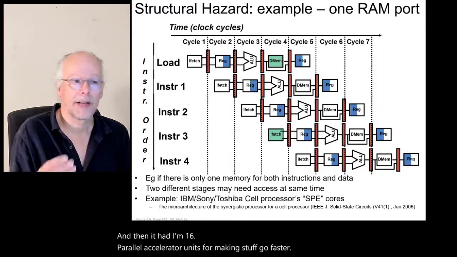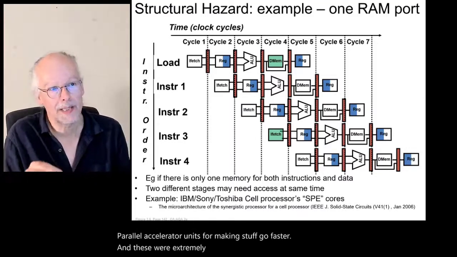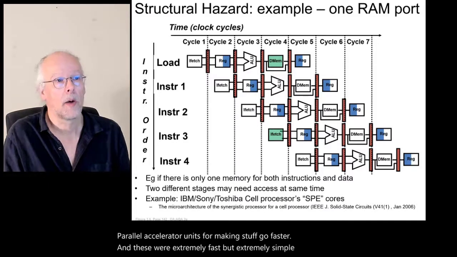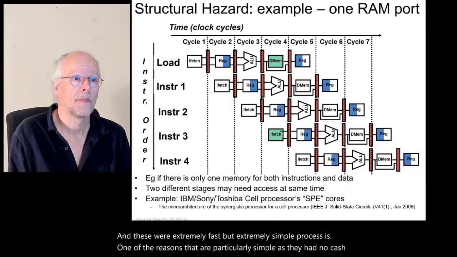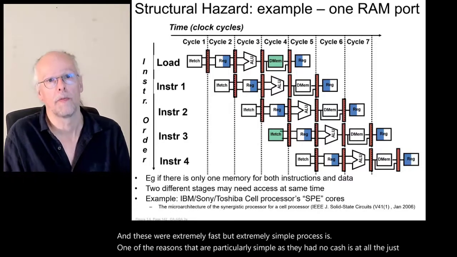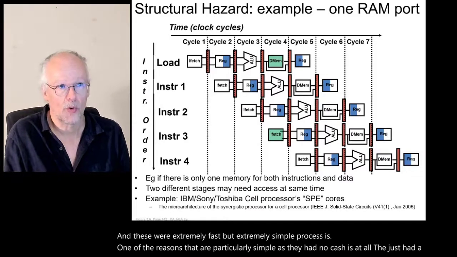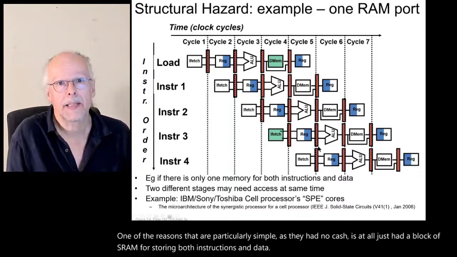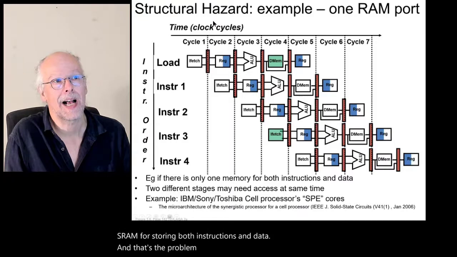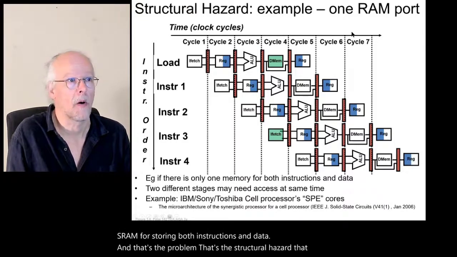And these were extremely fast but extremely simple processors. And one of the reasons they were particularly simple is they had no caches at all. They just had a block of SRAM for storing both instructions and data. And that's the problem. That's the structural hazard that this processor suffered from.